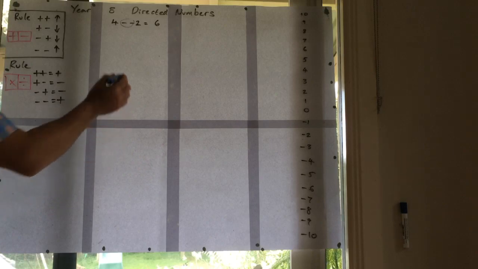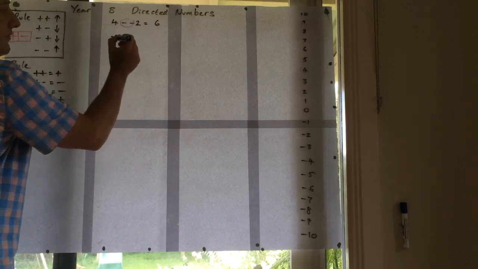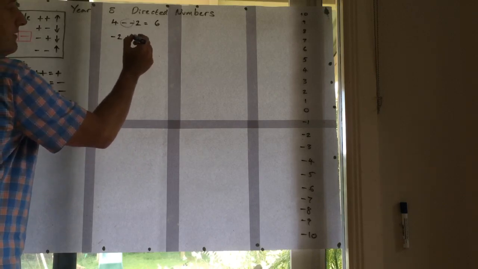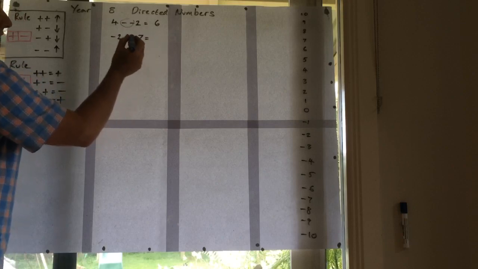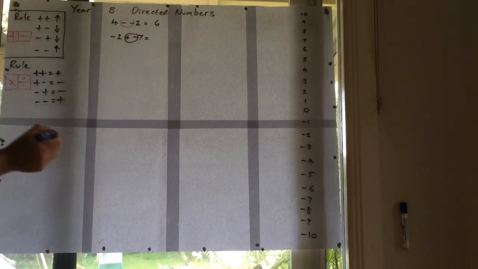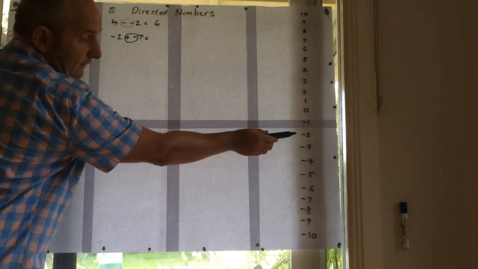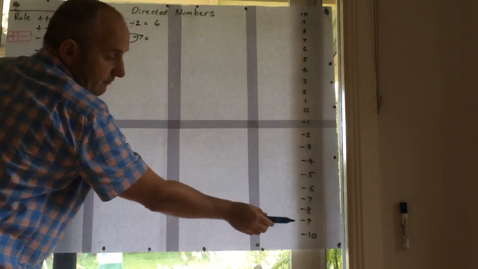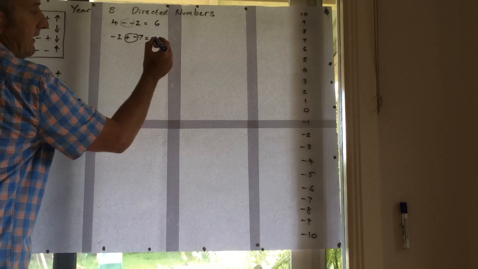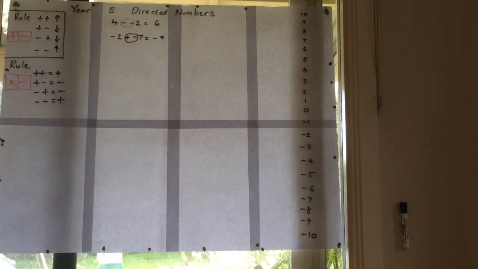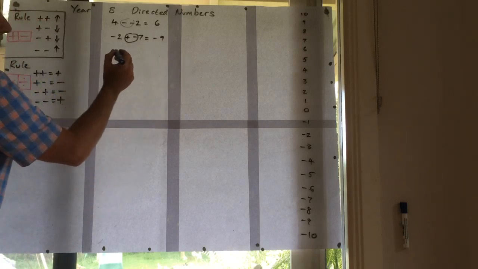Okay, let's try another one. Negative 2 plus negative 7. Are we going up or down? We're going down. So we start at negative 2 and we go down 7 places. Negative 2, we go down 7 places, we're going to end up at negative 9. Wonderful.